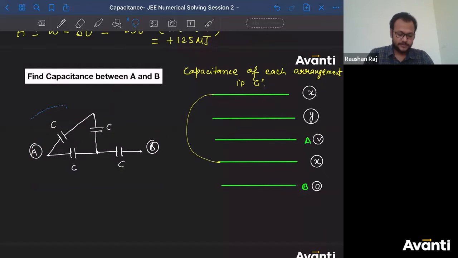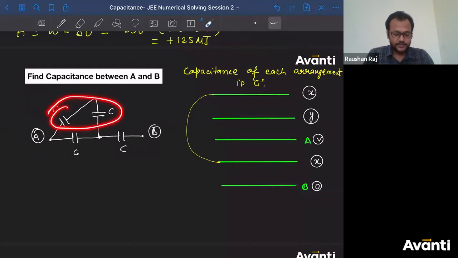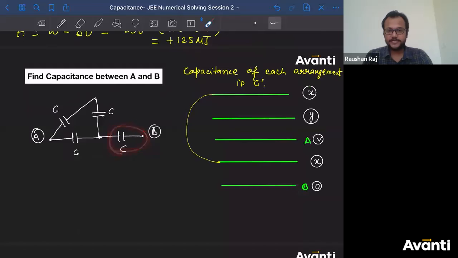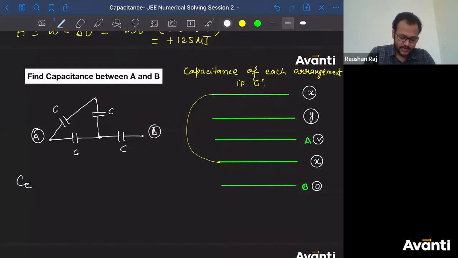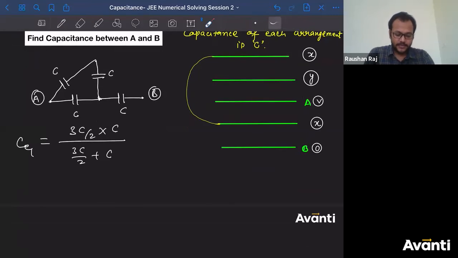Come on. Now tell me, what will be the correct answer? Just now we have figured it out. So this one is what? In series. So this is C by 2. Now C by 2 and C are in parallel. So 3C by 2, and this is with C, that is series. So C equivalent will be equal to 3C by 2 into C divided by 3C by 2 plus C. So C and C cancel. Okay, what do we get here? 3C by 2 divided by 5 by 2. All right. So the 2 cancels. So the answer will be 3C by 5.